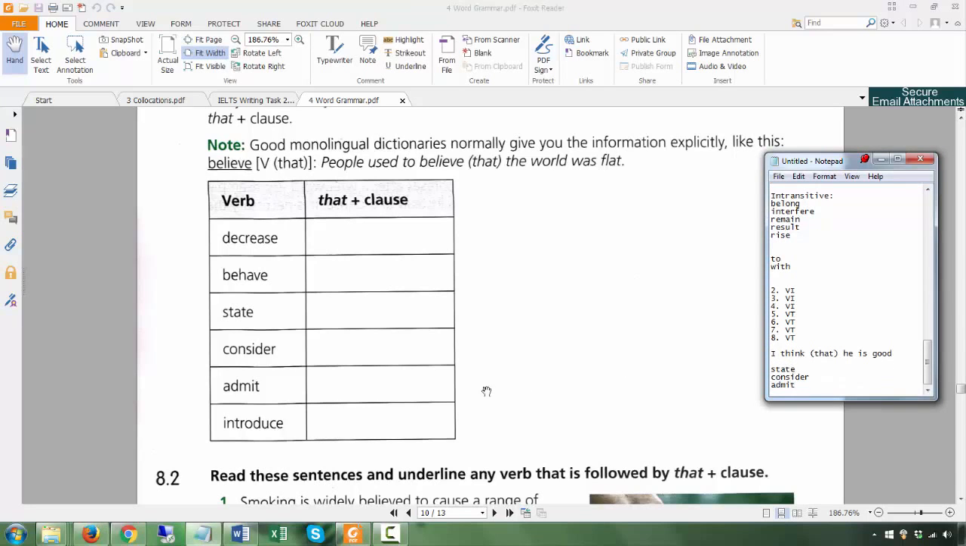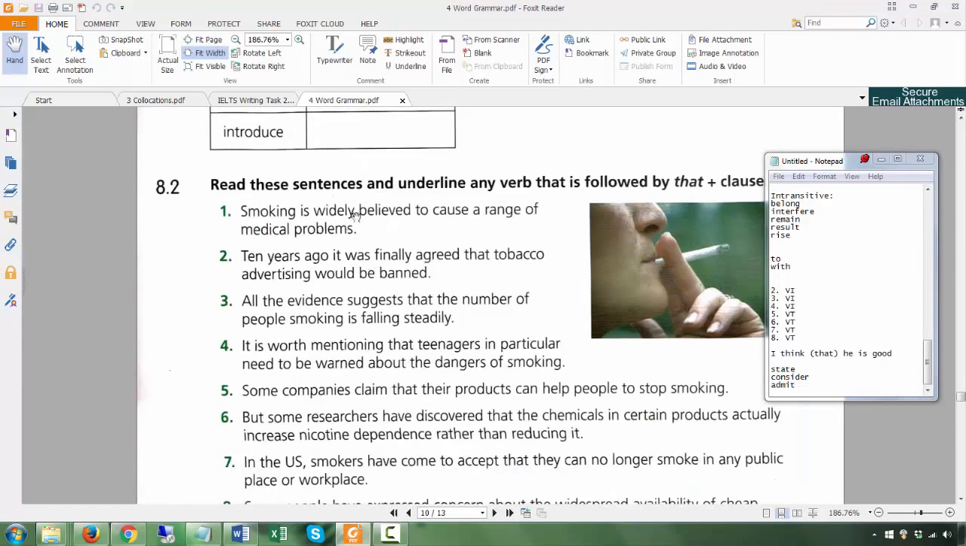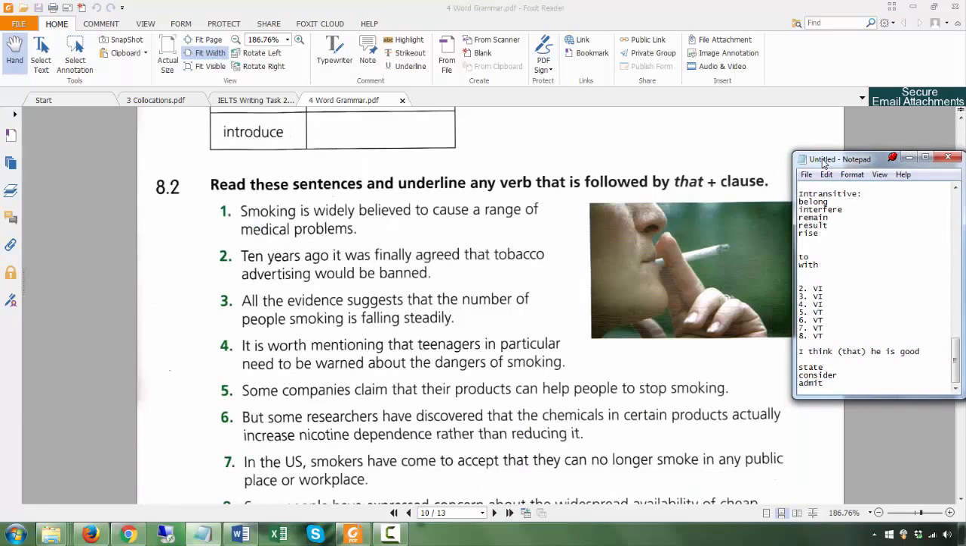So the only 3 verbs here that can use this pattern are state, consider, admit. These are the only 3 verbs. The rest you can't use that pattern with. You can go to the dictionary to find it out. And which of these verbs, underline any verbs followed by that plus clause. Let's quickly go through this. Believe, there's no that plus clause here. Remember, the that could be there, it could be missing, but it's a that plus a clause because the that is optional, and very often when speaking we don't use it.